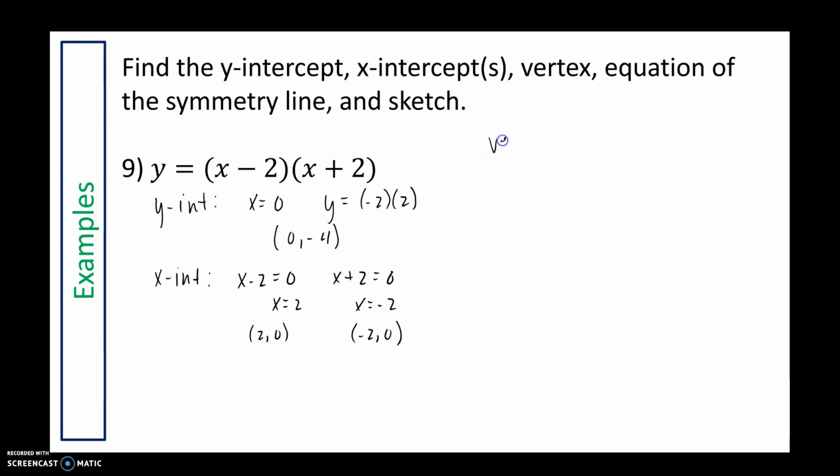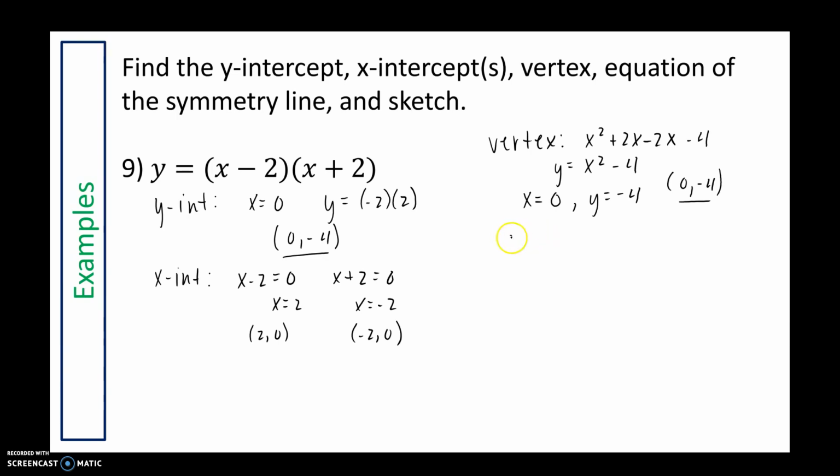my vertex. So in order to get my vertex, I'm going to multiply this out. So I get x squared plus 2x minus 2x minus 4. So I get x squared minus 4. That's now my expanded form. So my vertex, negative b over 2a, there's no x term. So x is 0, plugging that back in, and y is negative 4. And yes, it's the exact same as my y-intercept. My axis of symmetry is x equals 0, so that's just going to be the y-axis.